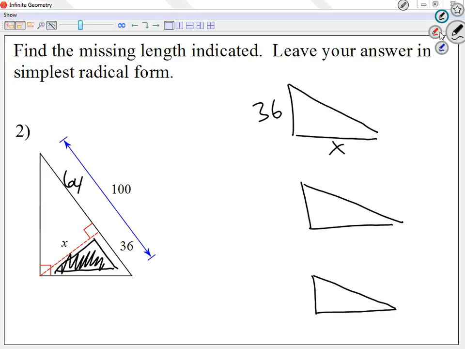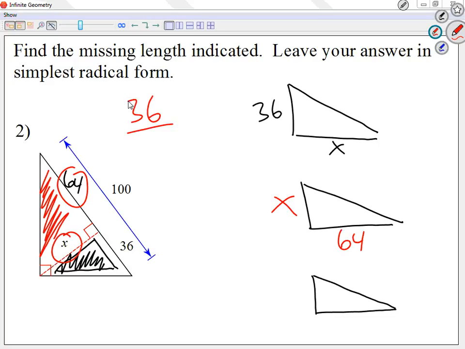If I look at the middle triangle, so I'm talking about this triangle, the information that I have are x and 64. I don't know the hypotenuse of the triangle. I just know the short side is x and the long side is 64. So short side is x, long side is 64. I'm not even going to look at the big triangle because I already have the first 2 to go by. So I'm going to say 36 is smaller than x, and for the other triangle, x is smaller than 64.